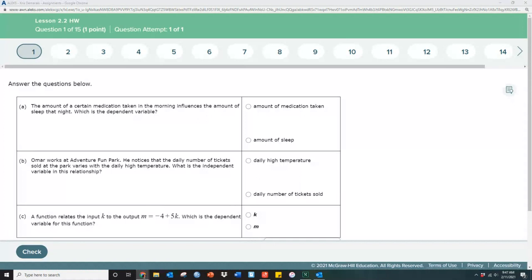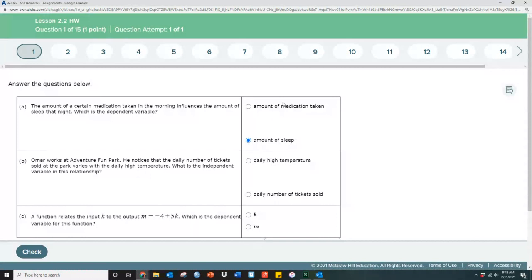No answer? Okay, sleep. Now, Maria's saying sleep. Okay, let's see if that's right. Now, the amount of certain medication taken in the morning influences the amount of sleep at night. So now medication is influencing sleep. So yes, the amount of sleep would be the dependent variable because it's influenced by the amount of medication taken. Okay, so great job, Maria and Melanie.